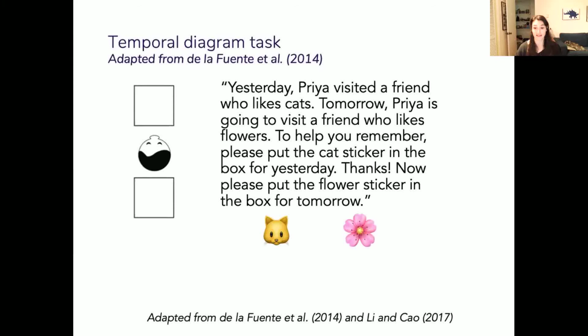They were told to put down stickers to remember when different events happen. So we would hear a story like this. Yesterday, Priya visited a friend who likes cats. Tomorrow, Priya is going to visit a friend who likes flowers. To help you remember, put the cat sticker in the box for yesterday. And now put the flower sticker in the box for tomorrow. And kids did this 4 different times so that we could assess children's individual consistency.